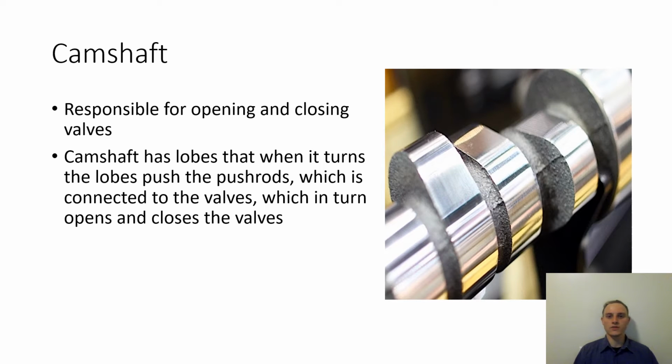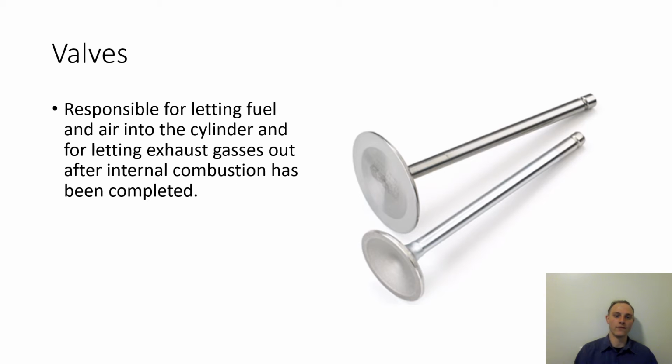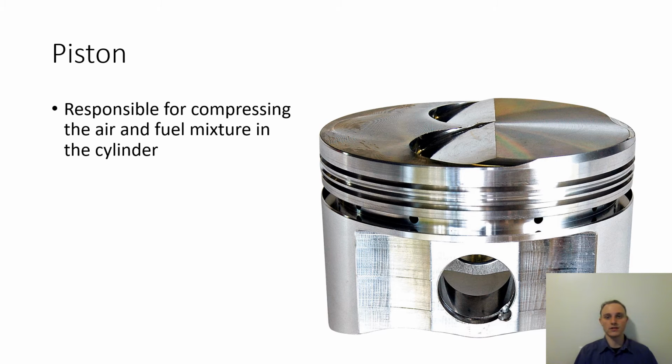Your camshaft is responsible for opening and closing your valves. The camshaft has lobes on it, the lobes push against the push rod, and the push rod is connected to your valve, which opens and closes it. Your valves are responsible for letting in the air and fuel mixture and for letting exhaust gases out after internal combustion has been completed. Your piston is responsible for compressing the air and fuel mixture in the cylinder.